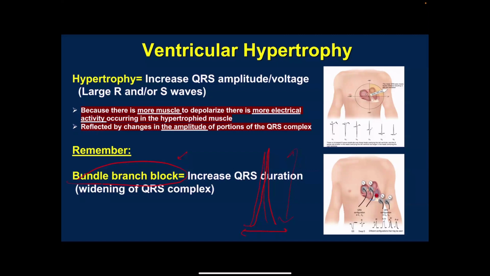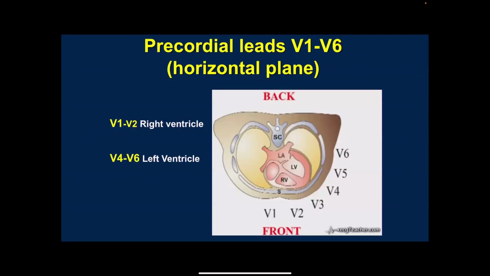That's how you can tell them apart in case you are confused. Now, for the ventricles, it's really, really easy. V1 and V2 are for the right ventricle. V4 to V6 are for the left ventricle. Makes sense because V1 and V2 are in the front where we have the right ventricle, and these are on the side where we have the left ventricle.